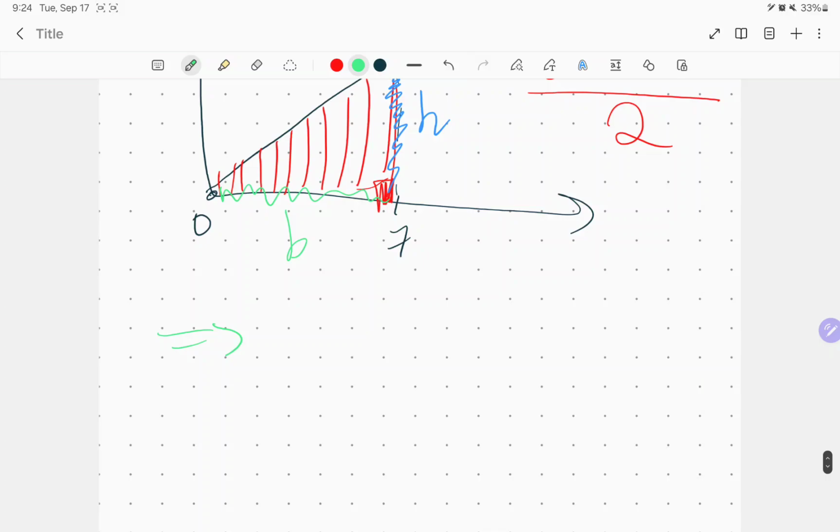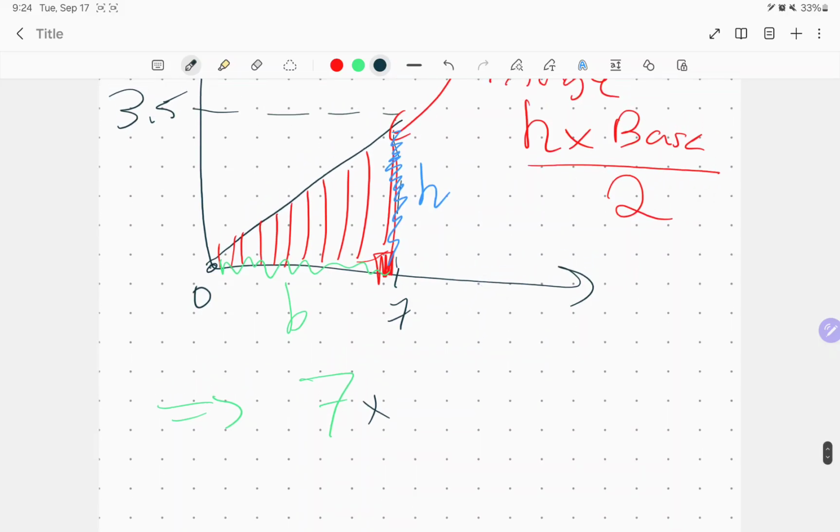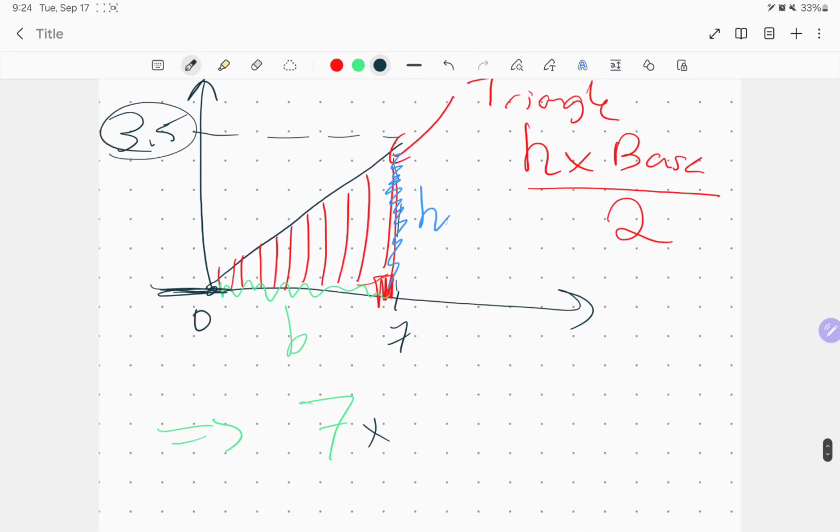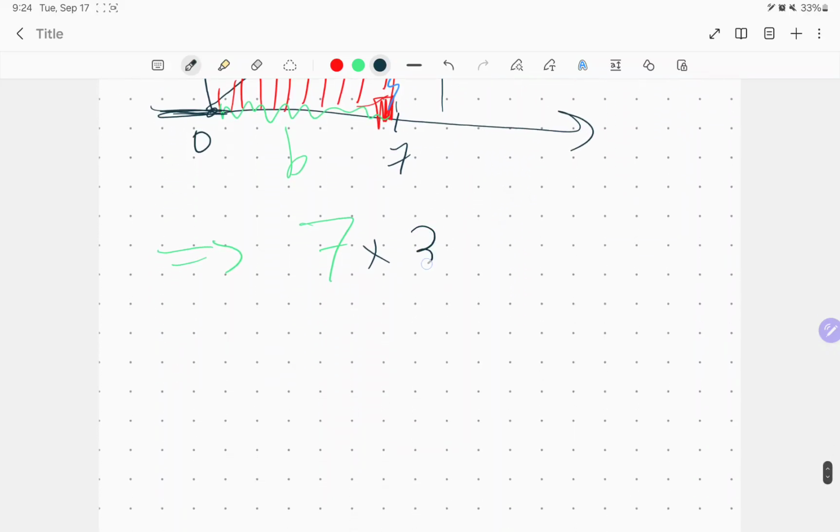So what is the area here? From 0 to 7, how much did I move? 7 units, multiplied by the base, multiplied by the height. It was 0 velocity, then it reaches a maximum of 3.5. So the height, all of it from here to here, is going to be 3.5. 3.5 divided by 2. Total distance is going to be 12.25 meters.